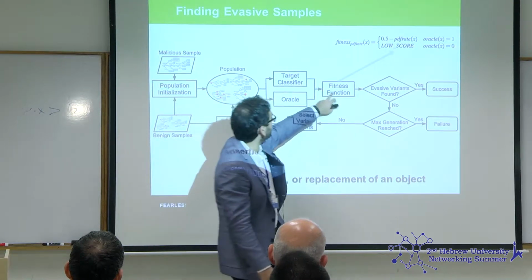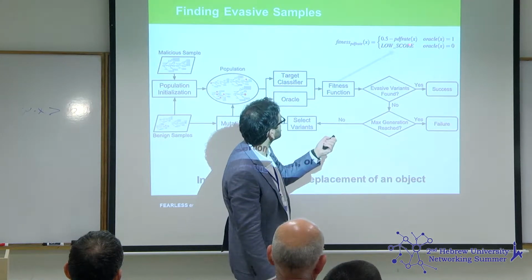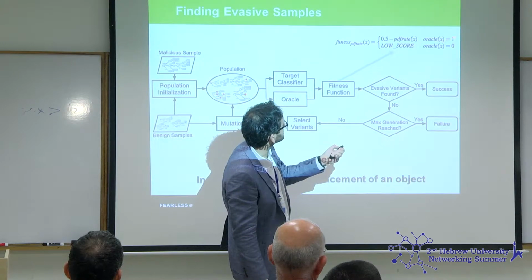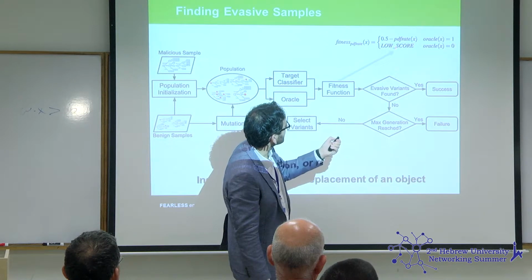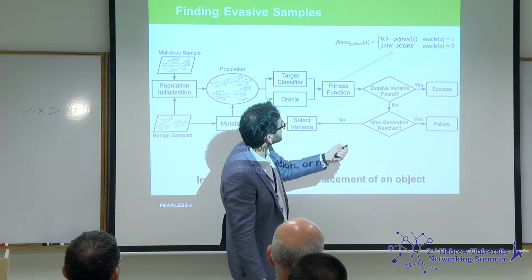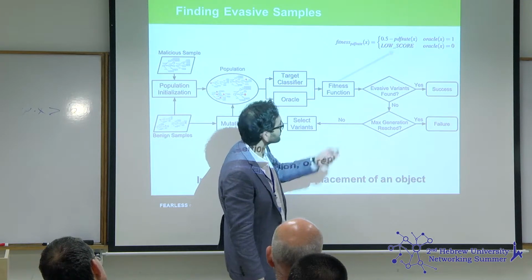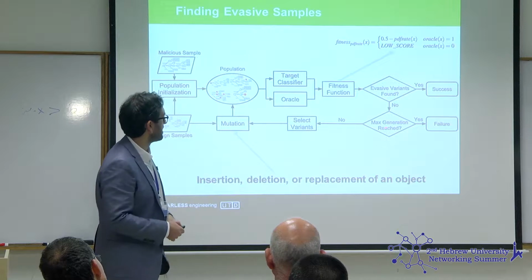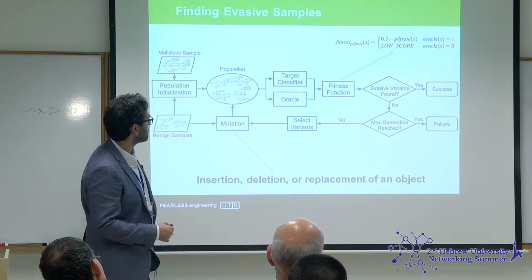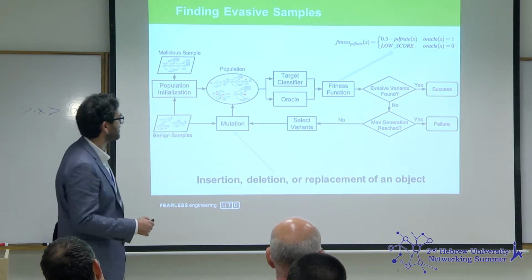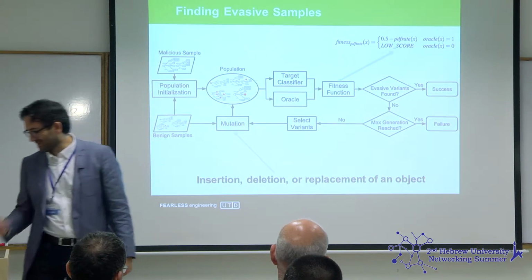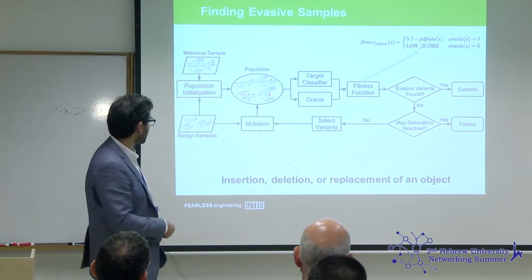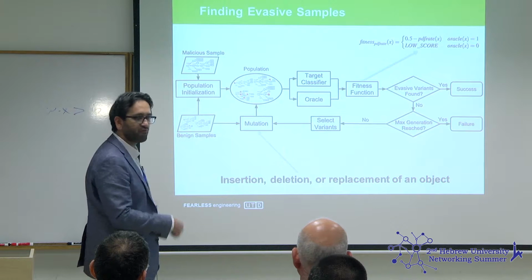And then they have a fitness function. If the oracle says 1, like it's a malware, then the score is whatever the PDF rate gives you. If the oracle says not malware, you just assign some fixed low score value to it. If you find a variant that passes the target classifier, then you have a success. If not, you select variants, do mutation, and continue this loop until you find one. So here you have insertion, deletion, replacement. They have a couple of mutations.